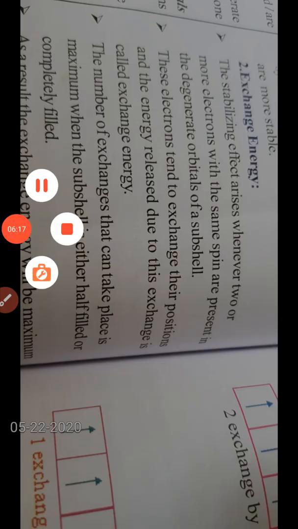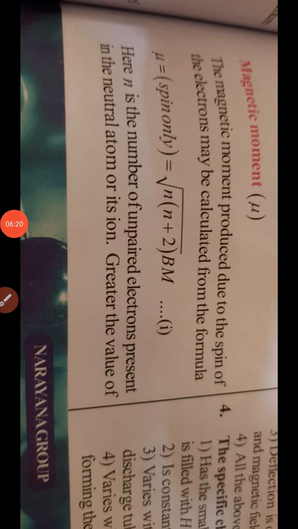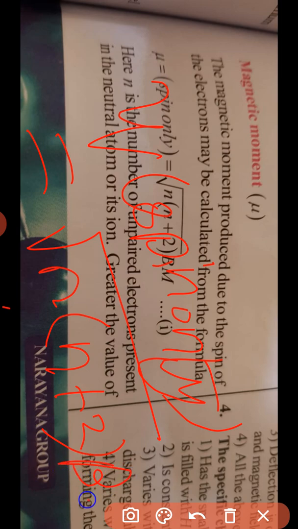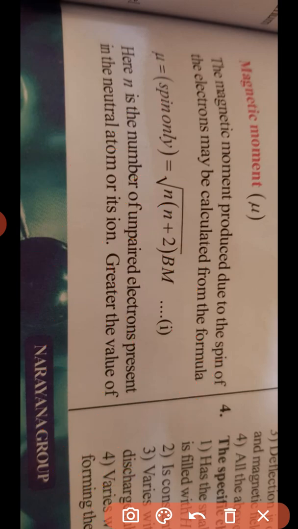I'll find the slide for this too. Let's start magnetic moment. The magnetic moment produced due to the spin of the electrons may be calculated by the formula: mu spin only is equal to under root n into n plus 2 into Bm, the Bohr magneton. Here n is the number of unpaired electrons present in the neutral atom or its ions.